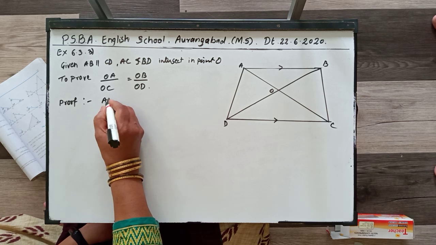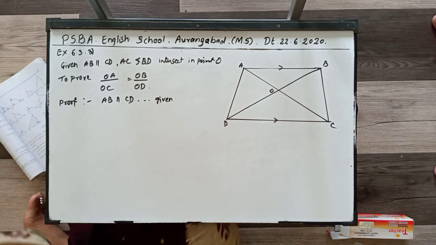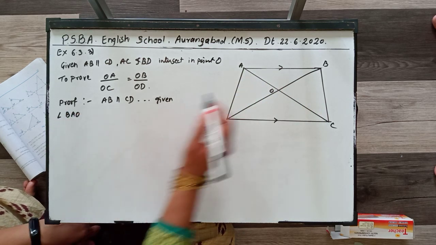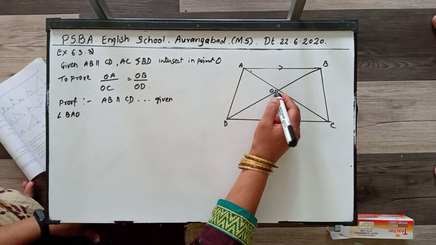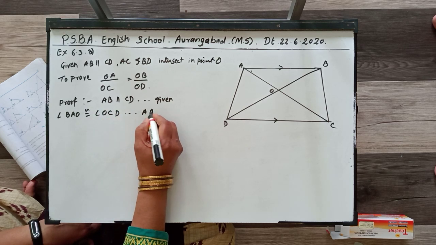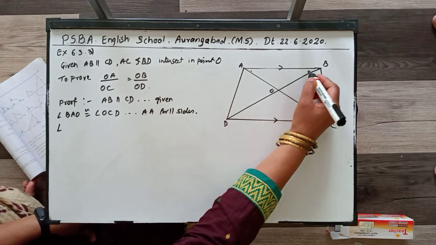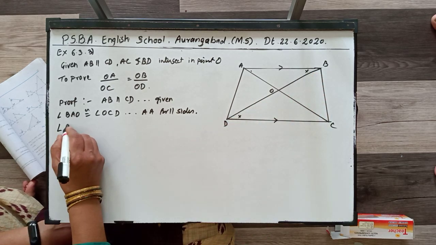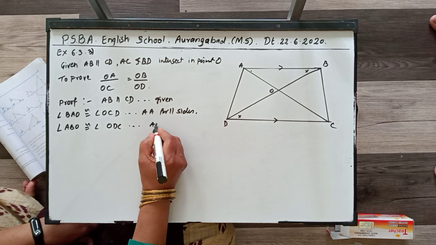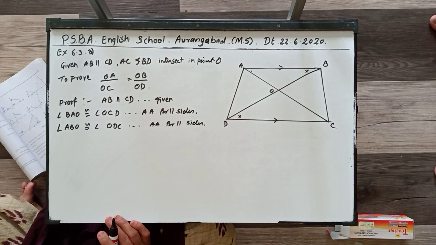Now, AB is parallel to CD. This is given to us. Correct. Therefore, angle BAO, this angle we are talking about, will be equal to OCD, and these are alternate angles for parallel sides. Now we are going to write this, angle ABO is congruent with angle ODC. Alternate angles for parallel sides. Now two angles we have proved, so it is enough for us to show it similar.